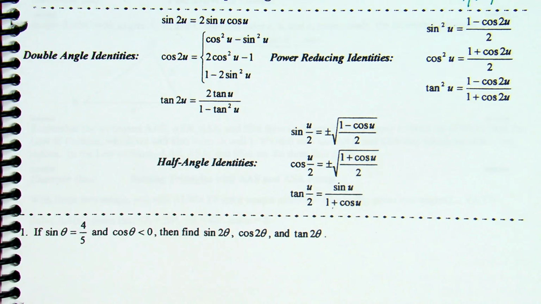Thoughts? If they tell me sine of theta is 4/5, and cosine of theta is less than 0, thoughts on where I can begin to just find what cosine of theta and tangent of theta are? Draw a triangle? What were you going to say, Levi? I was going to say we know that cosine's going to have to be negative. Cosine's going to have to be negative, agreed.